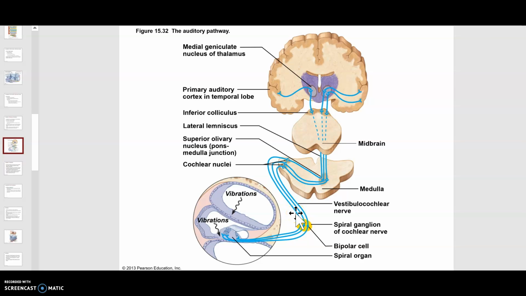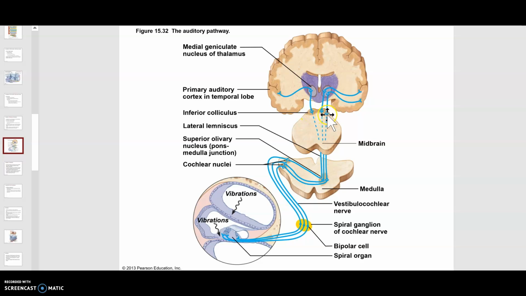And then these afferent fibers go to the cochlear nuclei, which is here, as you can see, in the medulla area right here. Then the neurons project to the superior olivary nucleus that you see here, still in the medulla at the junction between the pons and the medulla. And then they ascend in the lateral lemniscus that you can see there to the inferior colliculus.